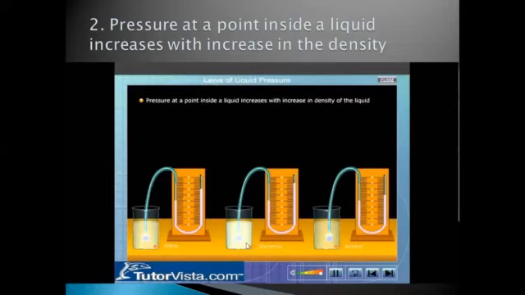In these three liquids, glycerine has the highest density. So that is the reason this column has raised to more extent compared to these two manometers. Next comes water and thereafter alcohol. So it indicates that pressure at a point inside a liquid increases with increase in the density.